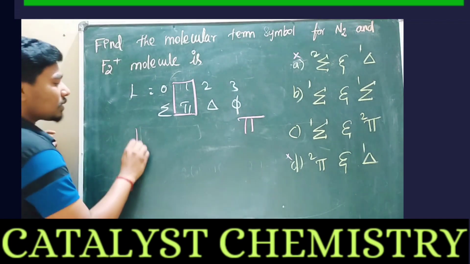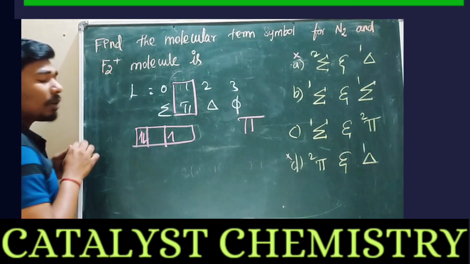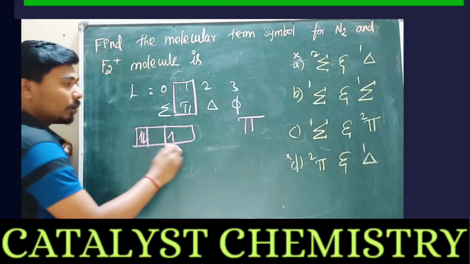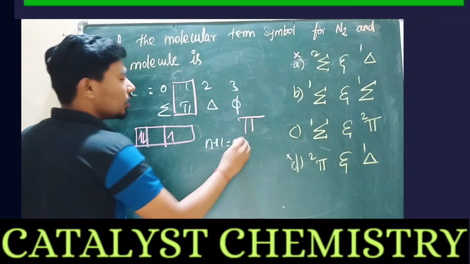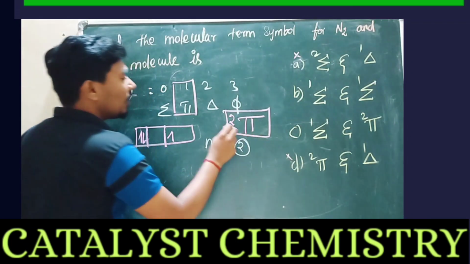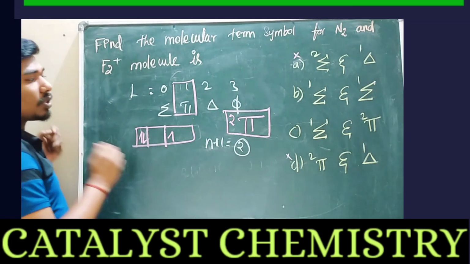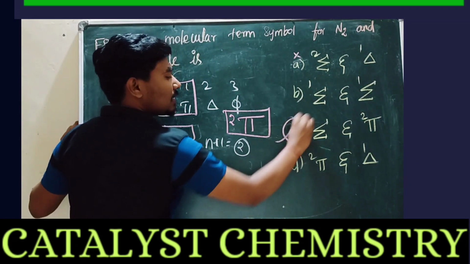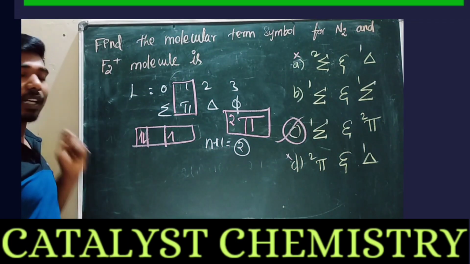Next spin multiplicity we know very well. See here in this case, number of unpaired electrons நமக்கு ஒண்ணே ஒண்ணு மட்டும் தான் இருக்கு. So n plus 1, it is 1 plus 1, we get 2. So the term symbol is pi 2. Okay, so this is the term symbol for F2 plus ion. Okay, so the correct answer for this question is, see here, option C is the correct answer. Why? Because sigma 1 and pi 2, so option C is the correct answer.